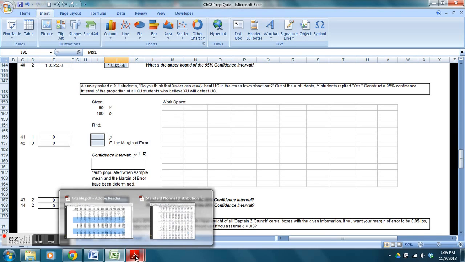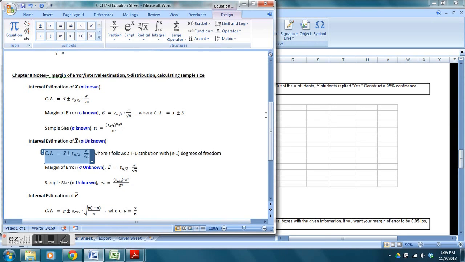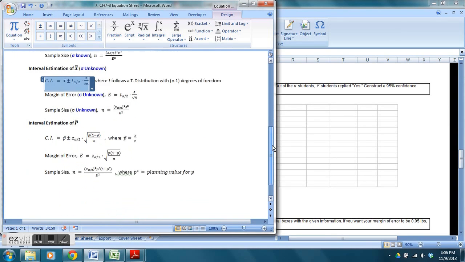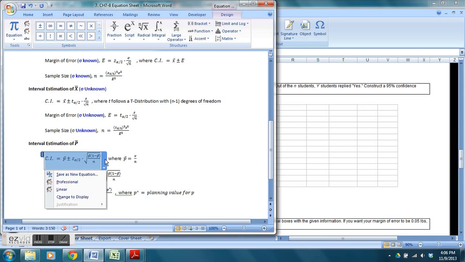exact same process as before. We say, oh, we're working with a proportion. Let's look at what confidence interval we have for a proportion. Oh, it's right here. So let's copy that in.